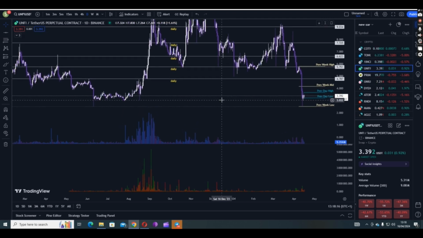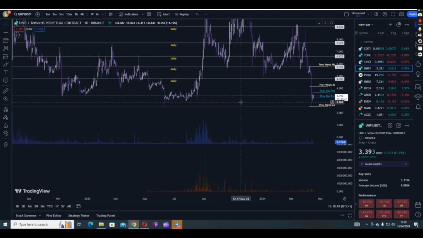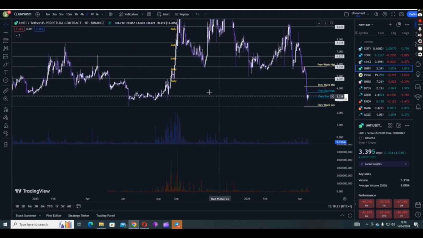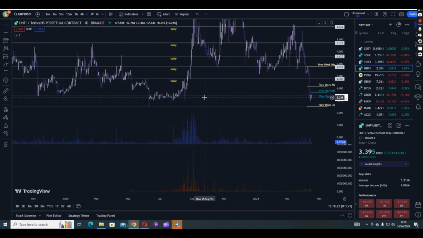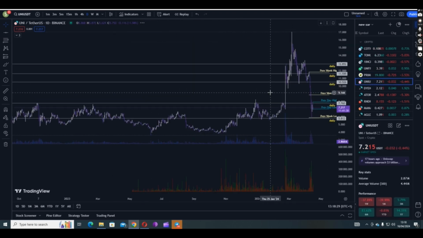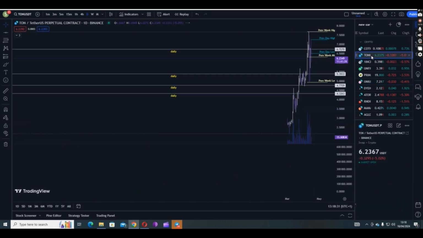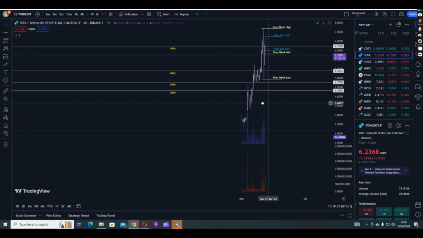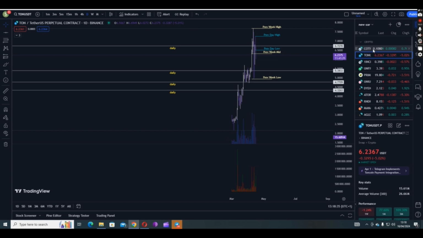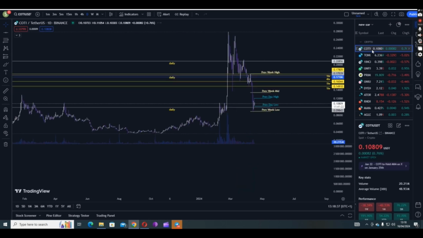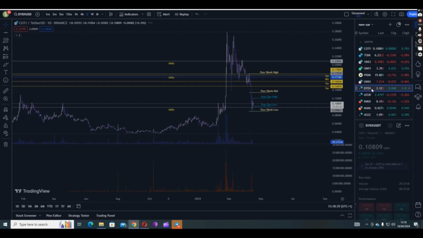But if you look here, have a look here, major support areas around here. Major support areas. Let's go to UNI, that's marked out. TON, there isn't enough data for me there to be taking a trade on TON, so I won't be taking a trade on TON. That's marked.